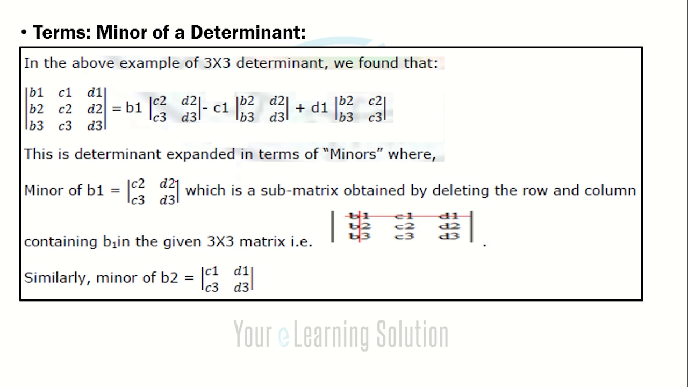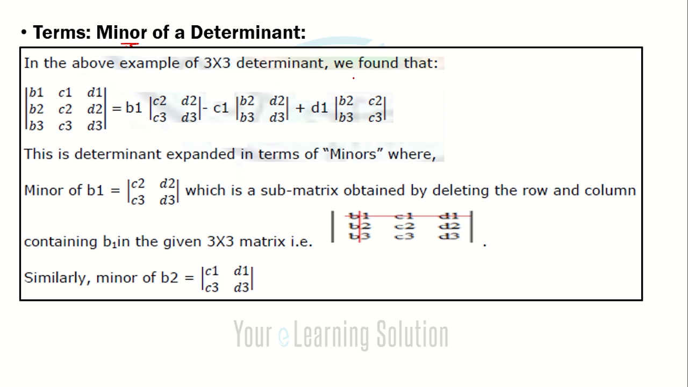Okay. Now, because we want to determine the inverse of the matrix, let's move from determinants to some terminology that we need to understand before we actually get onto the inverse. So the first thing is, what is the minor of a determinant?